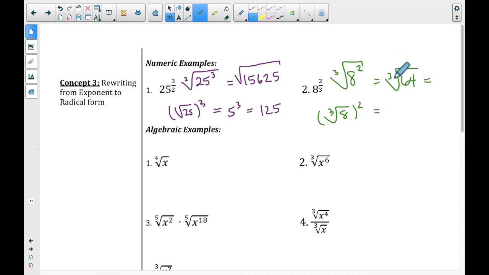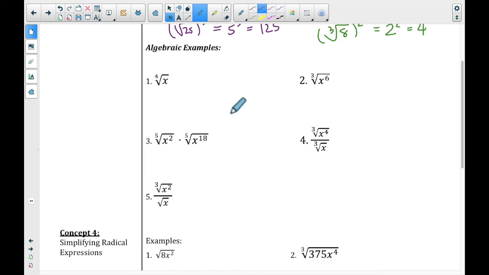Either way, it's going to be the same thing because you might know that the cube root of 64 is 4. Cube root of 8 is 2, and 2 squared is also 4. So you can do it either way. All right, we might not do every single example.